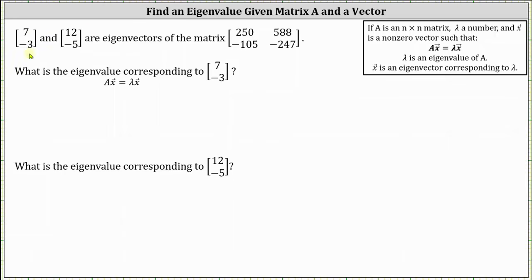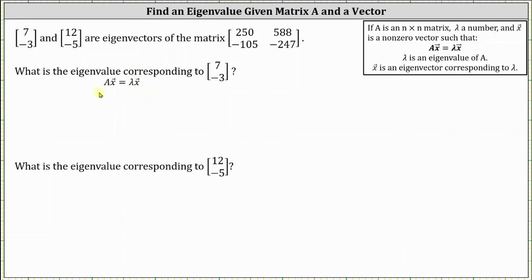The vectors (7, -3) and (12, -5) are eigenvectors for the given 2 by 2 matrix. We're asked to determine the eigenvalue corresponding to the eigenvector (7, -3), as well as the eigenvalue corresponding to the vector (12, -5). The eigenvalue and the corresponding eigenvector must satisfy the equation matrix A times vector x equals lambda times vector x, where vector x is the eigenvector and lambda is the corresponding eigenvalue.